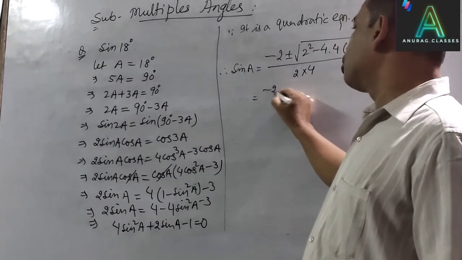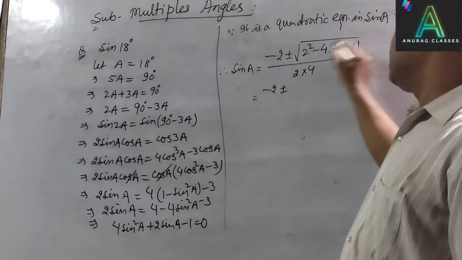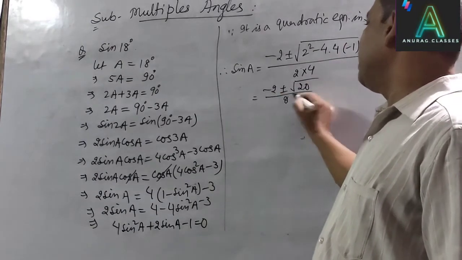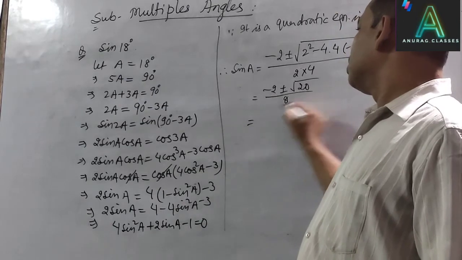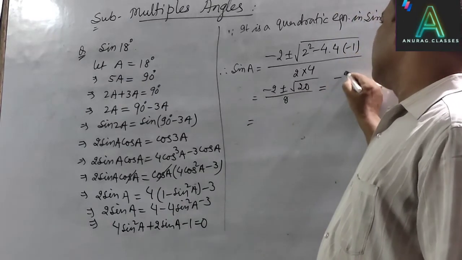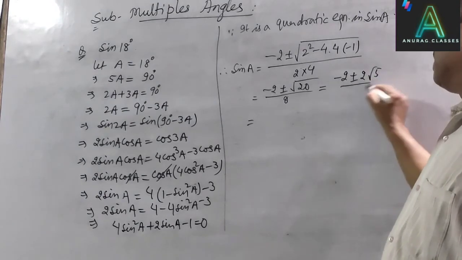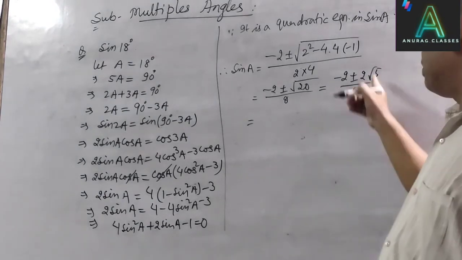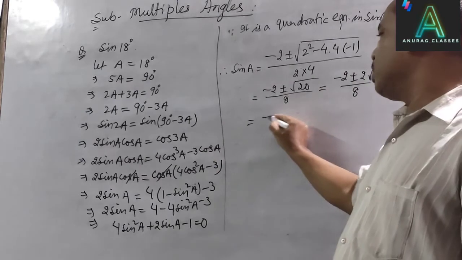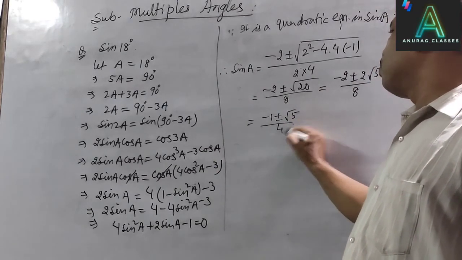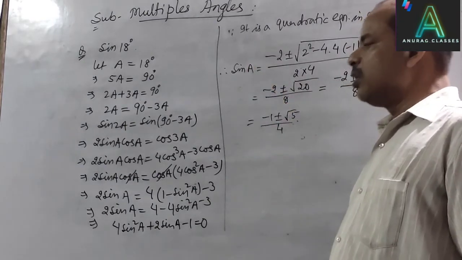It will be minus 2 plus minus, very easily, root under 20 by 8. It will be minus 2 plus minus 20 can be written as 2 root 5 by 8. In the next step 2 is common throughout, so we are left with minus 1 plus minus root 5 by 4. This is the value of sin A.